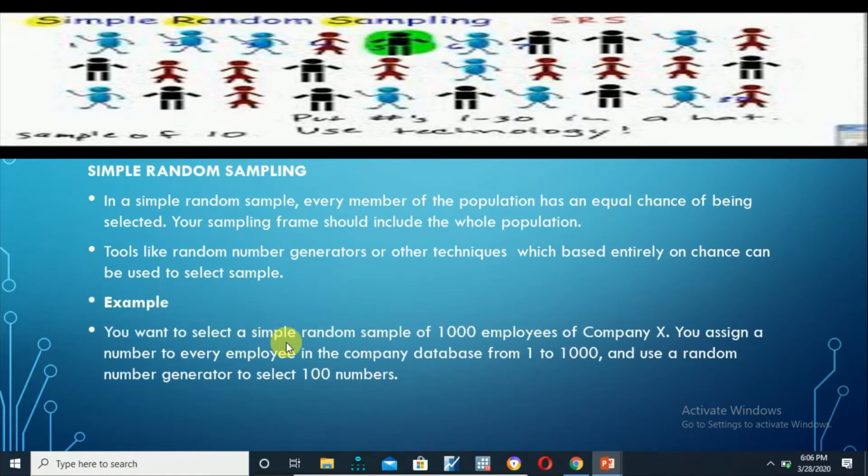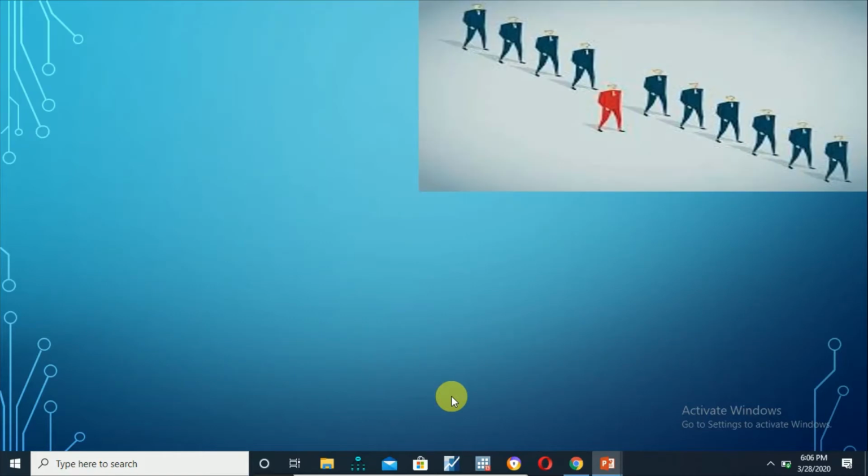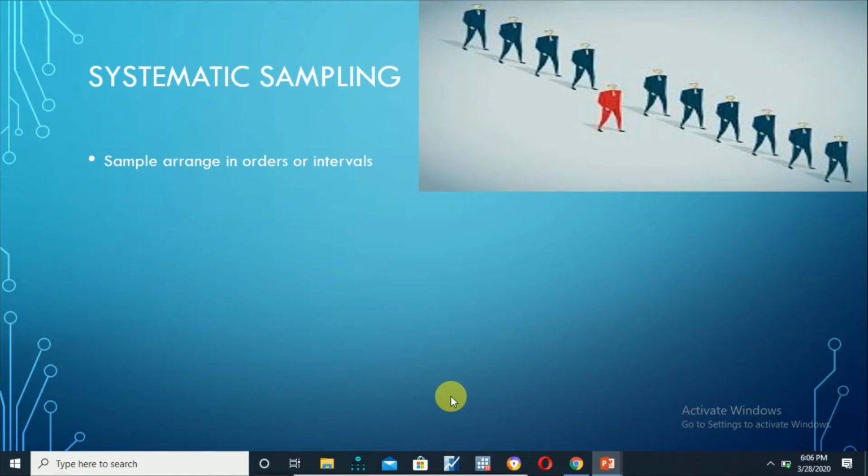You want to select a random sample of 1,000 employees of company X. You assign a number to every employee in the company database from 1 to 1,000 and use a random number generator to select 100 numbers. Systematic sampling. Samples are arranged in orders or intervals. Students will be selected roll number wise.